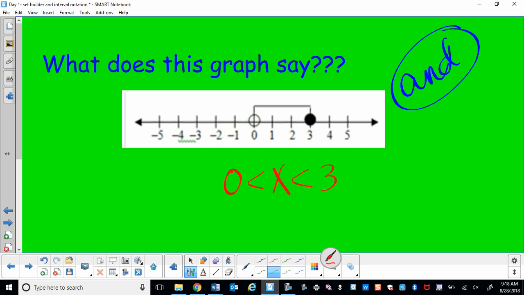This one can stay the same, right? x is just less or greater than. Here, it's a closed circle, so I need a line under it.